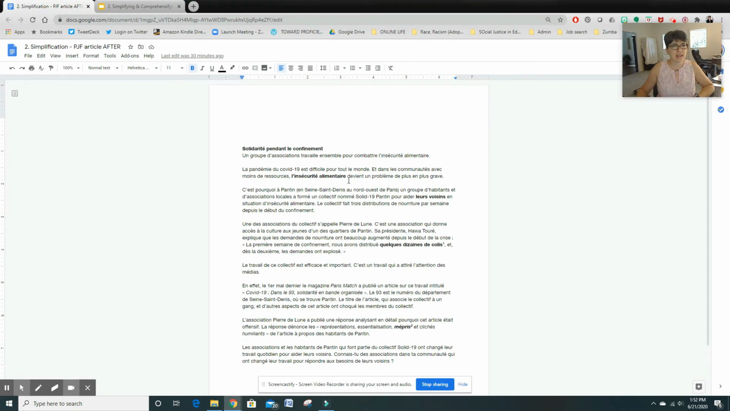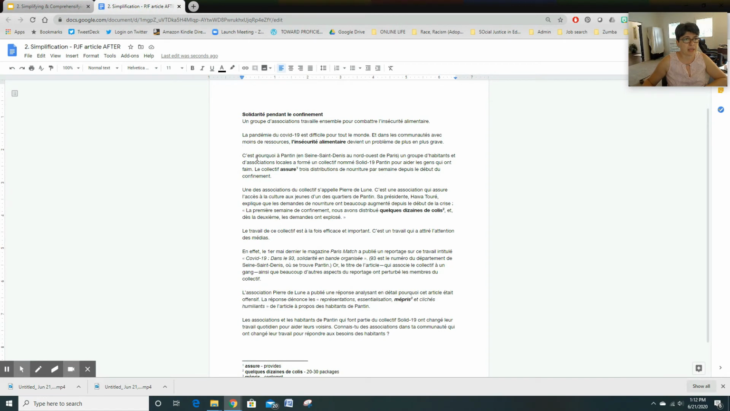Okay. And I'm also seeing devient, becomes. And I think, again, because this is the beginning of the article, I want to use Super 7 verbs or Sweet 16 verbs, really super high frequency verbs that the students are most likely to already know. So I'm not going to take a risk with devient, and I'm just going to say est. L'insécurité alimentaire est un problème de plus en plus grave.